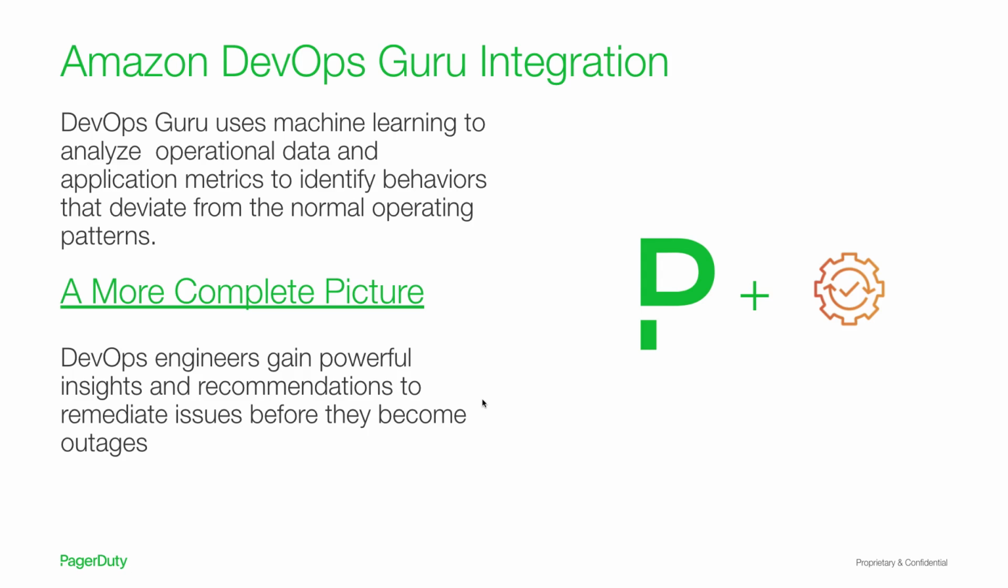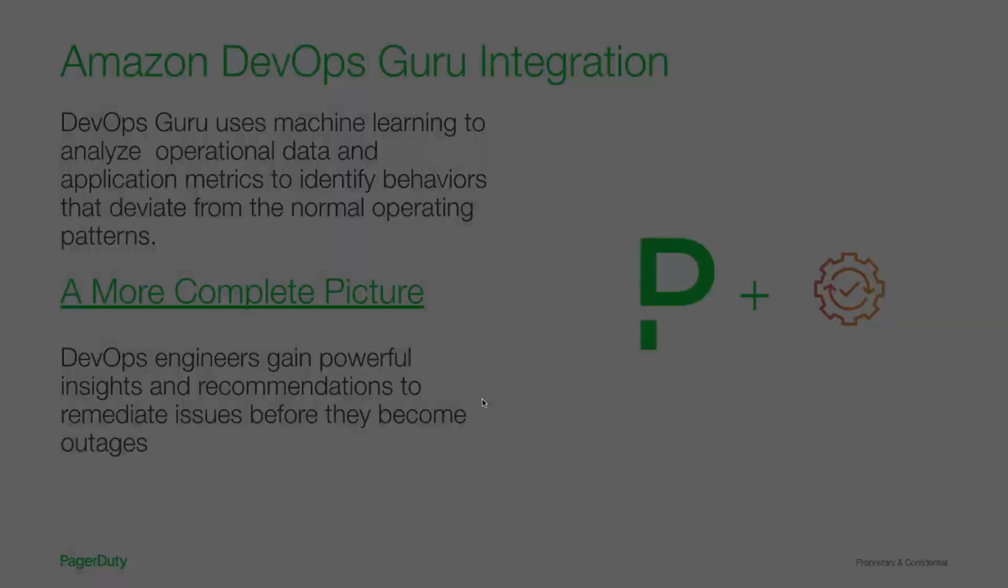DevOps Guru is continuously scanning your cloud services for anomalous application behavior in order to surface critical issues that could cause potential outages or service disruptions. When it detects risks such as increased latency, error rates, or resource constraints, it automatically creates an insight alert that provides a summary of related anomalies, the likely root cause, and context about when and where the issue occurred. When possible, DevOps Guru also provides recommendations on how to remediate the issue.